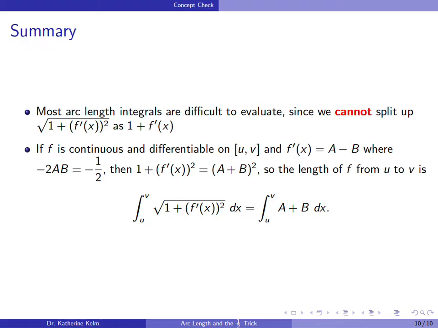If f is continuous and differentiable on an interval from u to v, I'm using u to v instead of a and b so as not to confuse it with the capital A and B in the 1/2 trick. If f is continuous and differentiable on the interval from u to v, and f prime of x is of the form a minus b, where a plus b is positive and negative 2ab equals negative 1/2, then 1 plus f prime of x all squared can be rewritten as a plus b all squared. So the length of f from u to v can be written as the integral from u to v of a plus b dx.